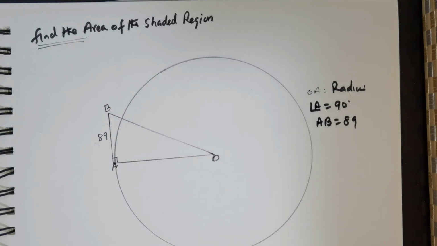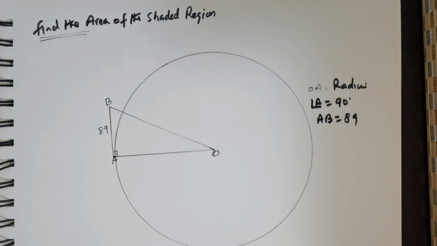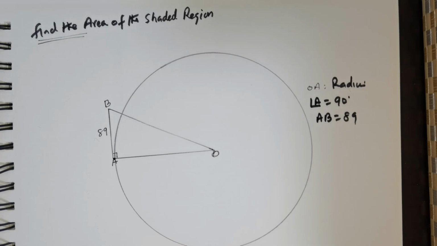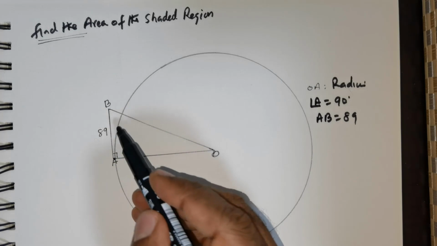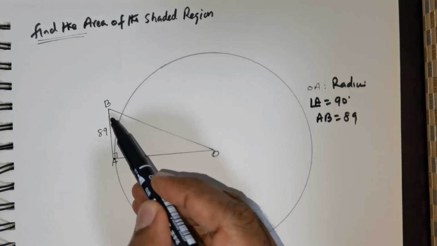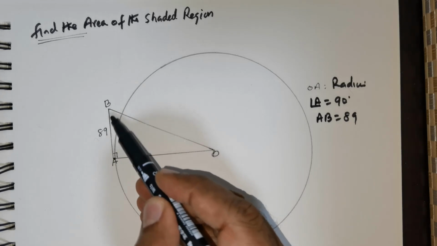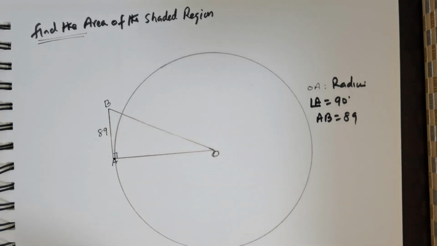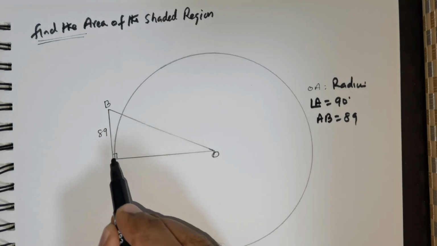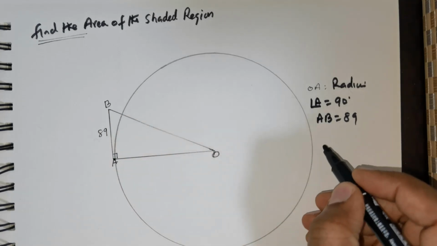So you can pause the video and try to attempt the solution for this question, and then probably you can come and check the solution out. Okay, I hope you have got the solution. The solution is finding the area of this particular region, right? This is the shaded region. So foremost, an observation, we have been given angle at A is equal to 90 degrees.